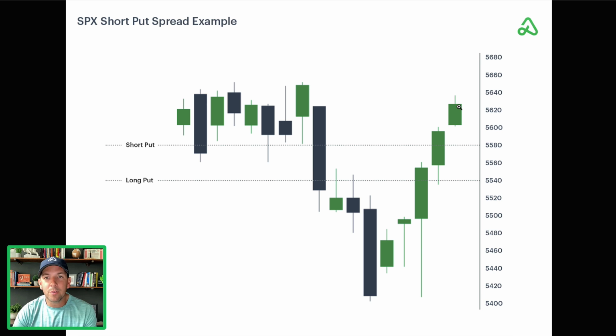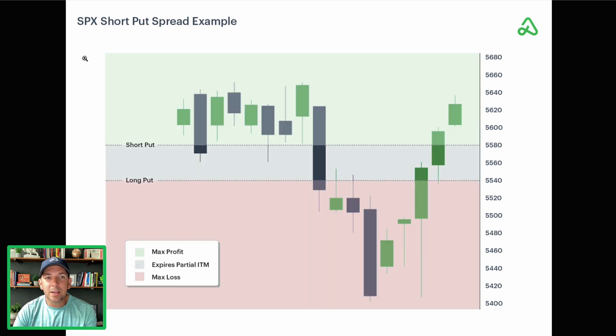Okay, great, profitable trade. But what you want to take note of are the different zones for max profit, max loss, and then this partial zone, which is really kind of the tricky part for 0DTE trading. And you can find yourself in this partial zone a lot. And I've had a couple trades that have landed in this partial zone.